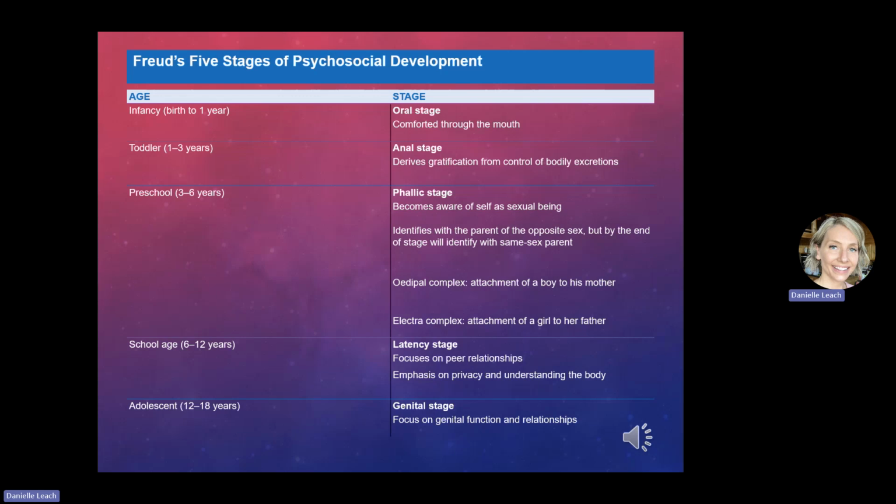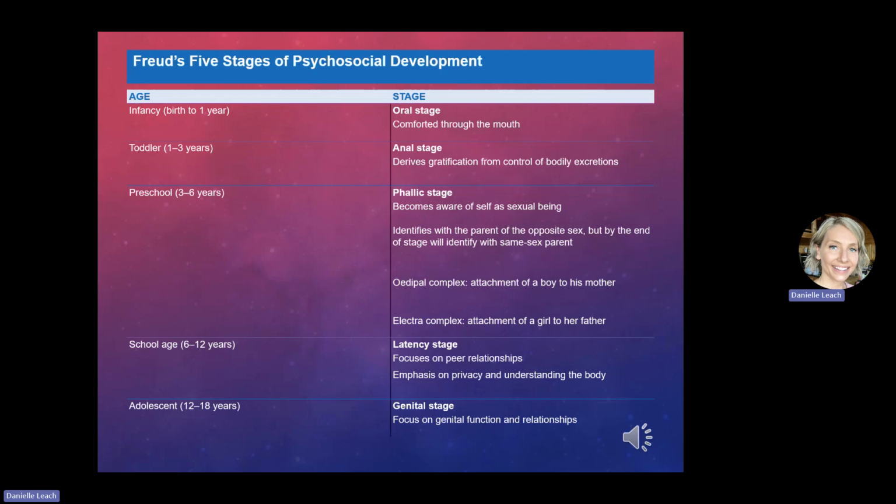So you probably heard about the Oedipal complex before, where a boy is attached to his mother sexually. Or on the other end of the spectrum, the Electra complex is the attachment of a girl to her father. School age years from 6 to 12 is called the latency stage. During this time period, Freud said that sexual desires are sort of submerged. The kids are focusing more on their friendships and relationships with people that are the same gender as them.